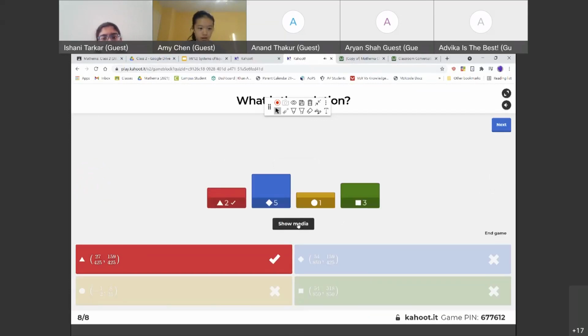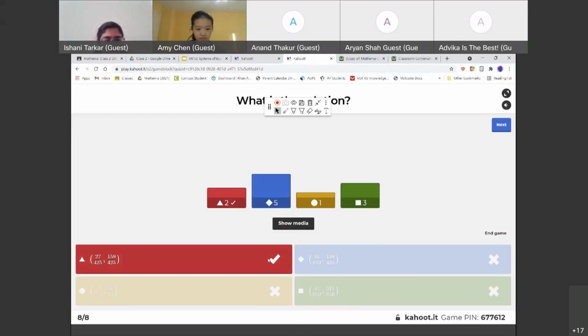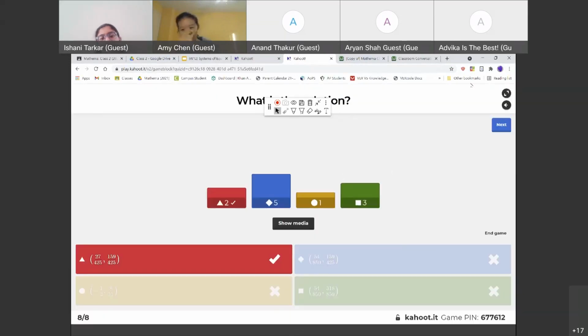Oh, interesting. I think a lot of you just didn't simplify for your x value. Yeah, you do need to simplify. I'm not going to solve this. There would be a lot of writing.